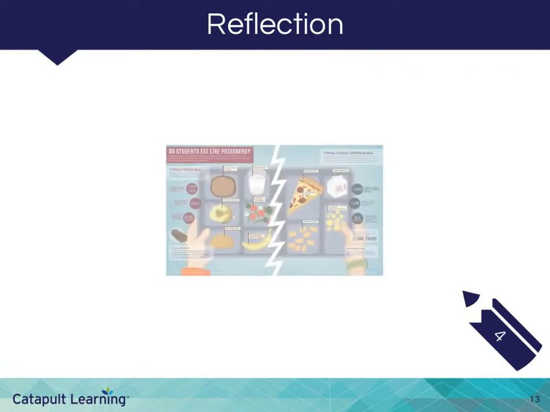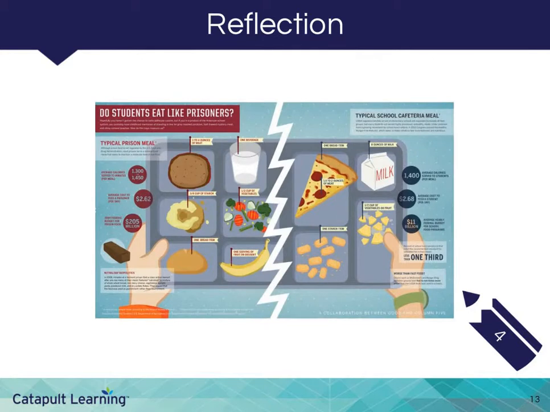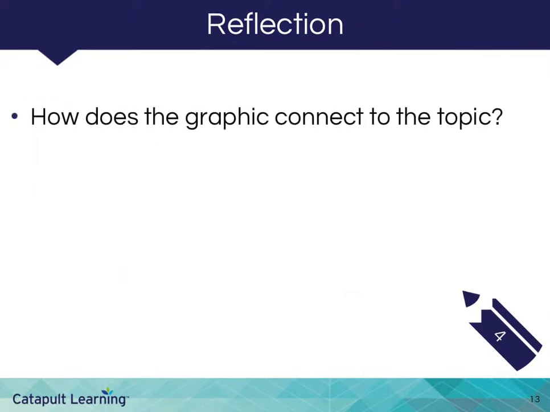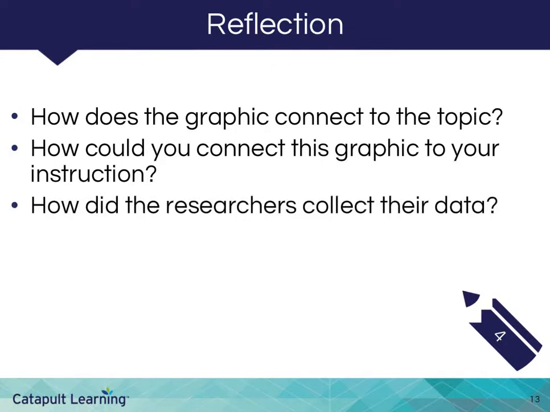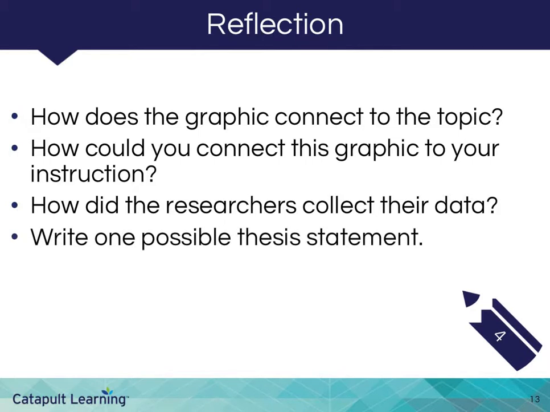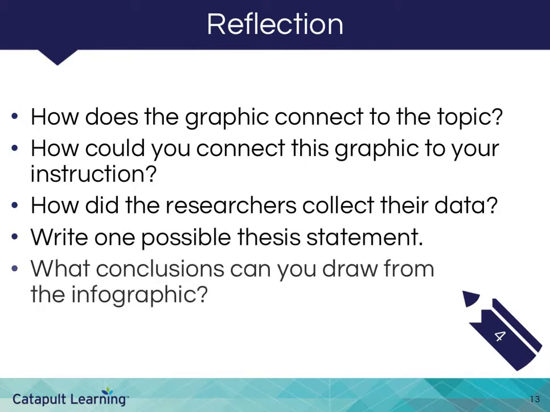Either by yourself or in a group, let's take some time to interpret the infographic on student versus prisoner food. How does the graphic connect to the topic? How could you connect this graphic to your instruction? How did the researchers collect their data? Write one possible thesis statement. What conclusions can you draw from the infographic?